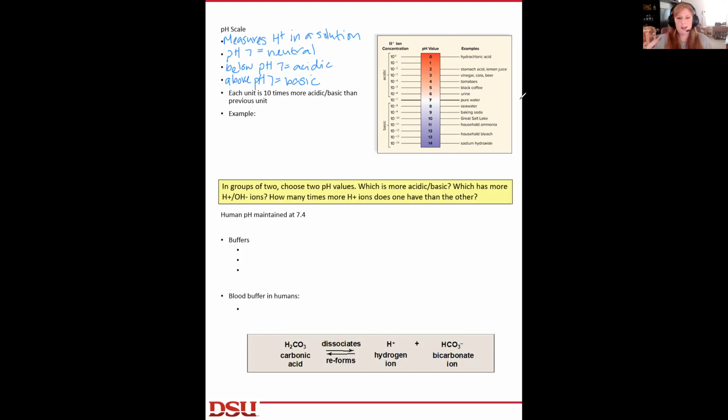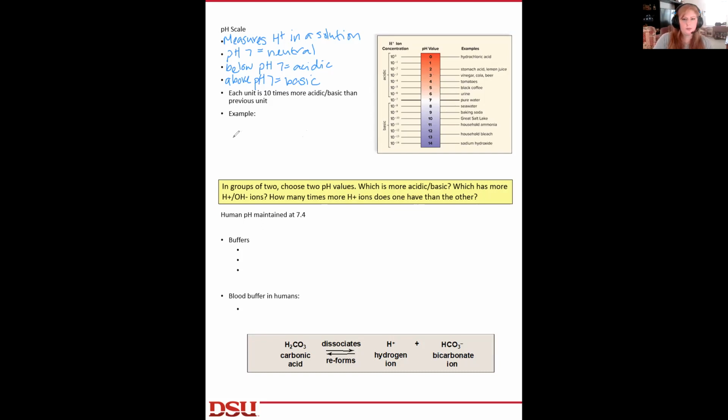Okay, so if this were laid horizontally, in some ways it would be easier because you could see that numbers that are lower than 7, below 7 that way, that's acidic. Above 7 numerically, that's basic. Okay. All right, so each unit, as you move up, is 10 times more acidic or more basic than the previous unit. Okay, so this is by tens, which makes figuring it out a little bit simple.